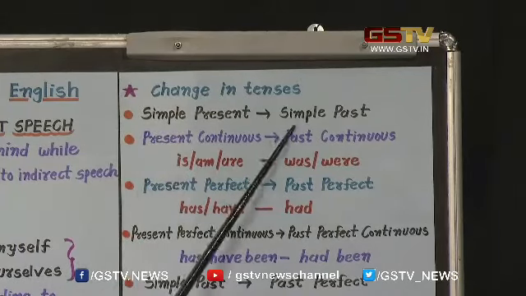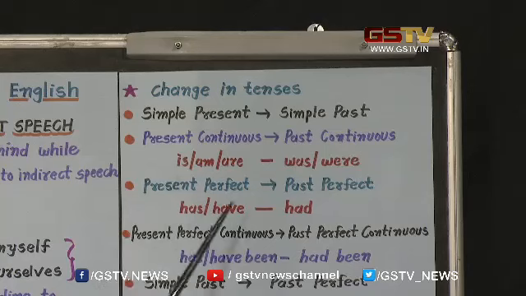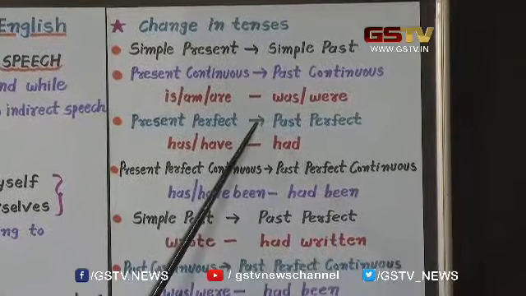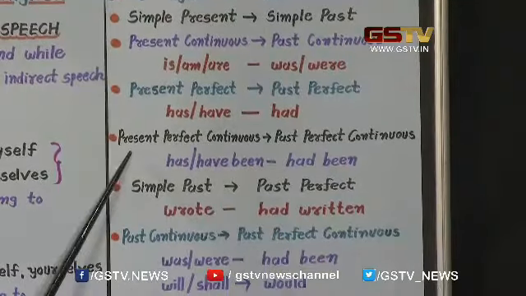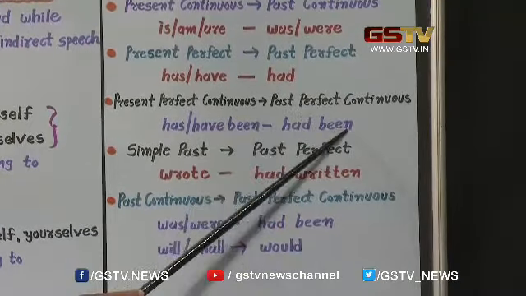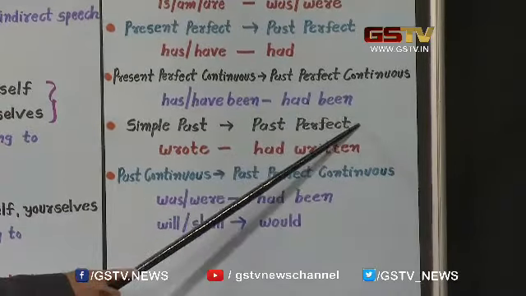You see here changes in tenses. Simple present tense is changed into simple past. Present continuous is changed into past continuous, meaning in present continuous you have is, am, are, and that will be was, were in reported speech. And present perfect tense is converted into past perfect tense, has, have into had. And present perfect continuous tense is converted into past perfect continuous tense, meaning has been, have been will be converted into had been.